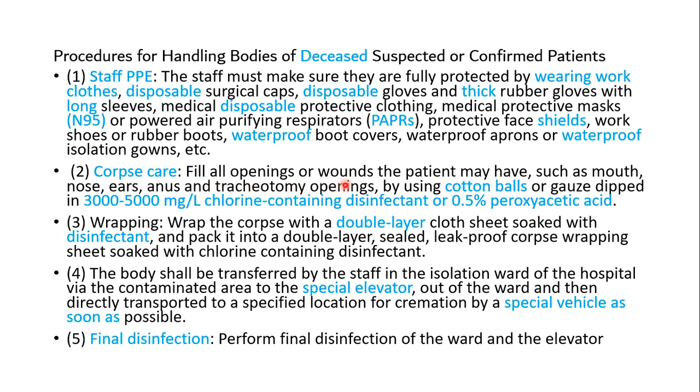Fill all openings or wounds the patient may have, such as mouth, nose, ear, anus, and tracheotomy openings, using cotton balls or gauze dipped in 3000 to 5000 milligrams per liter chlorine containing disinfectant or 0.5% peroxyacetic acid. Wrapping. Wrap the corpse with a double layer cloth sheet soaked with disinfectant. Then put it into the double layer sealed leak proof corpse wrapping sheets soaked with chlorine containing disinfectant.